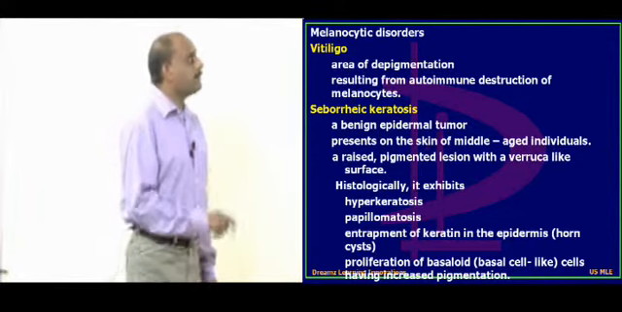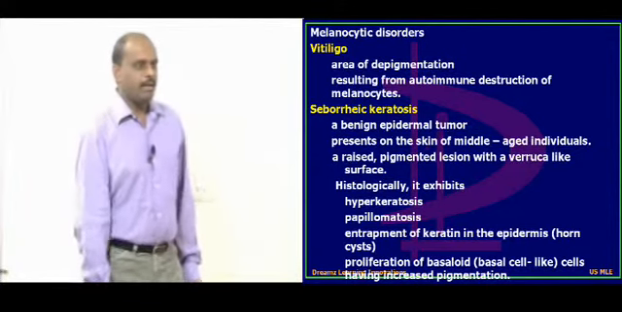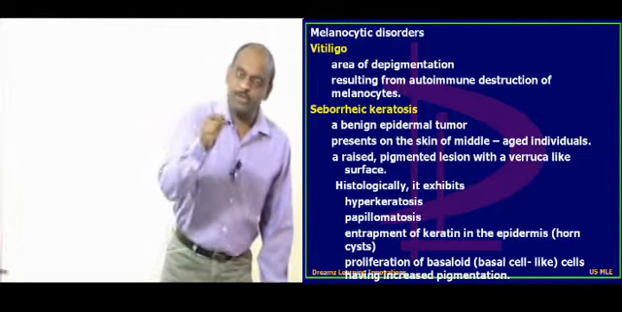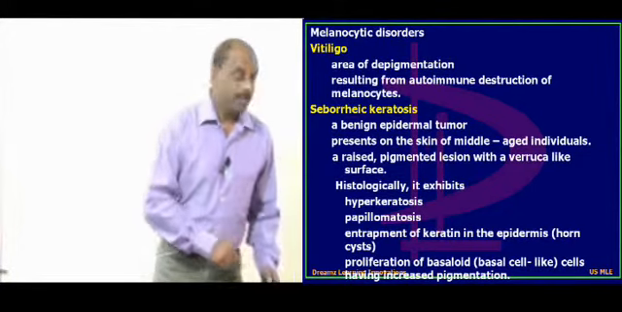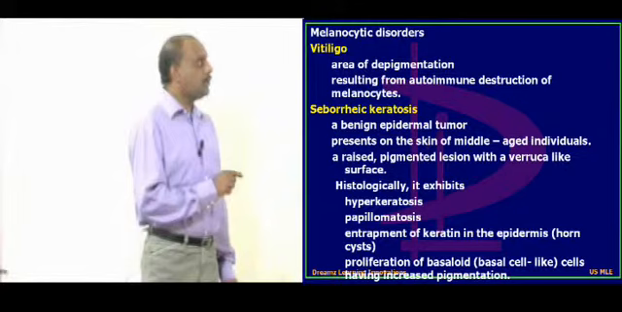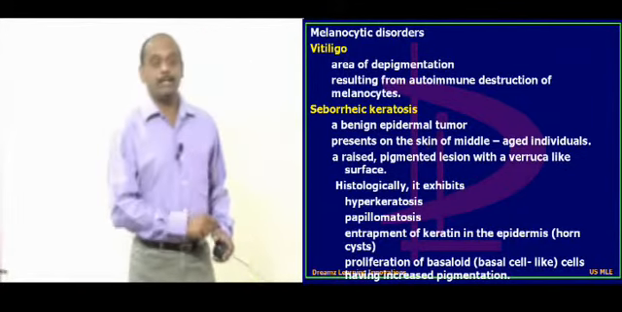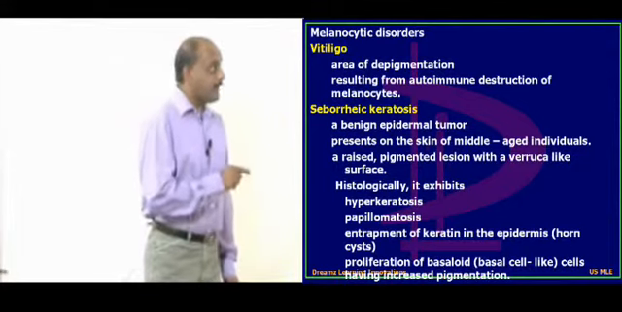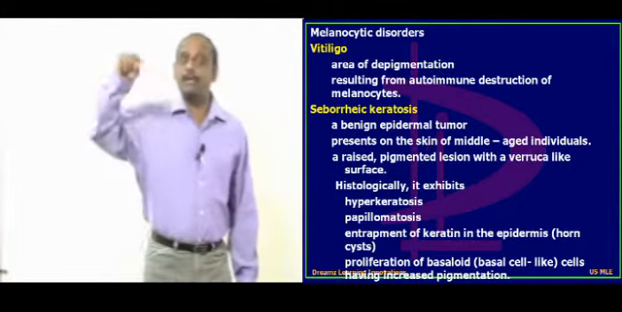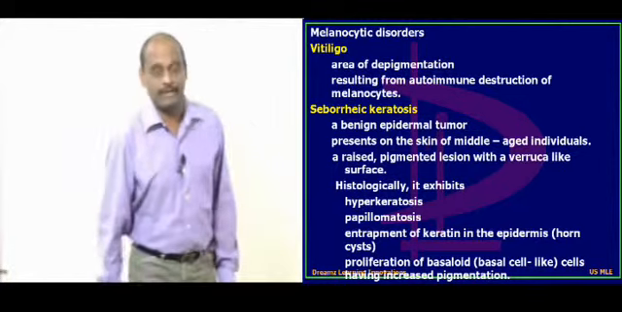Now let's talk about seborrheic keratosis. Basically, seborrheic keratosis will be developing from the epidermis. A benign epidermal tumor is a seborrheic keratosis. In middle-aged individuals, it will be developing from the skin. It is a raised pigmented lesion which has got a verrucous surface, is the seborrheic keratosis.